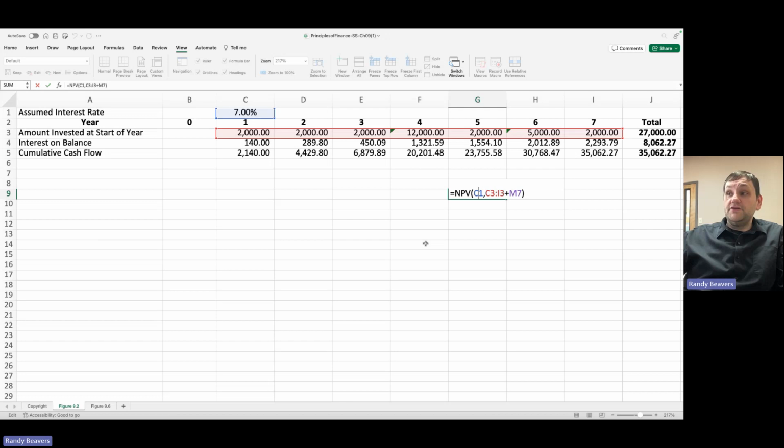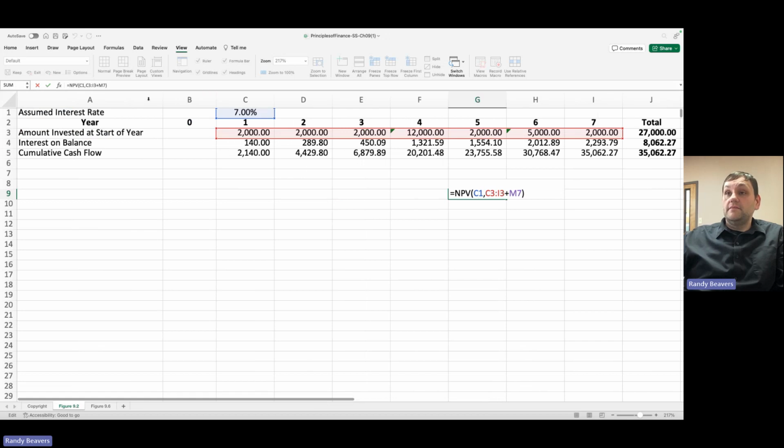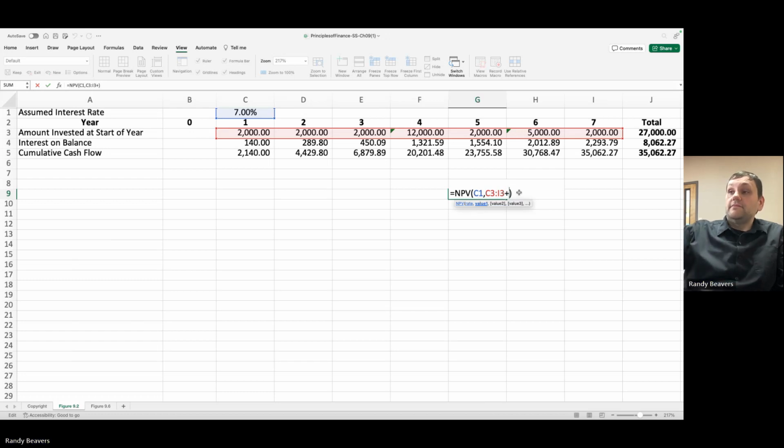And then also note we can use the net present value function to solve. So here what we do is we type equal NPV, parentheses, C1, which is the interest rate, and then C3 to I3, those are our cash flows. And then the way they've done this here is they put plus M7 on the outside of the equation, and come over here to M7, that's nothing. But it probably would be better to actually change that M7 to be here, because that's the cumulative cash flow at time 0.